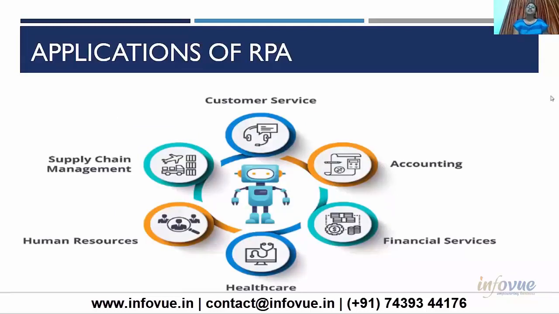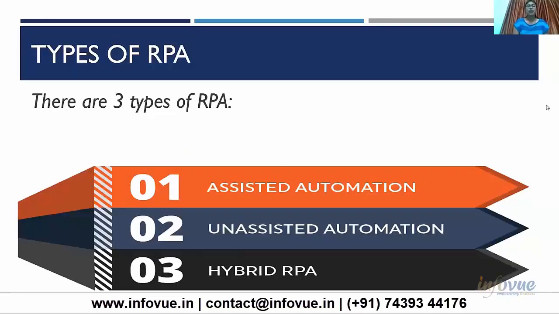Next, applications of RPA. RPA can also be used to automate a humongous amount of tasks in fields such as customer service, accounting, financial service, healthcare, human resources, and supply chain management. Next, types of RPA. RPA automation tools come in three modes. Each mode comes with specific benefits and limitations.